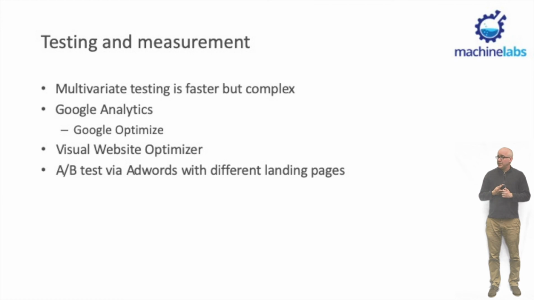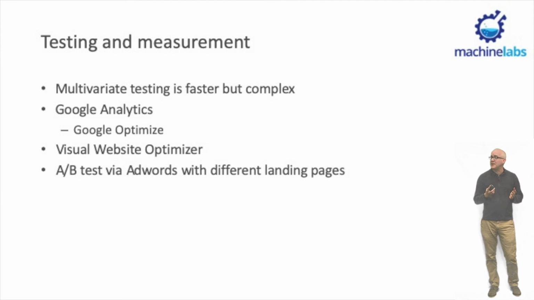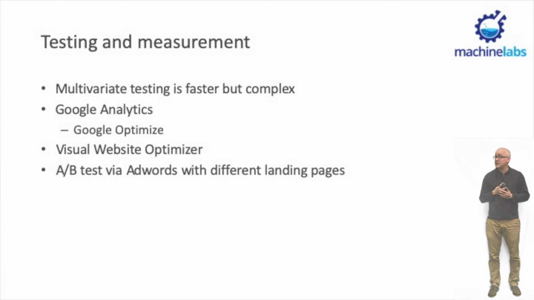You can either do simple A/B testing, where you're testing just two things, or multivariate, where you're testing more things at once. If you're using multivariate, you'll need to use something like Visual Website Optimizer or Google Optimize to do the maths for you. Or again, which is a much simpler process, you could simply set up an identical ad group going to two different pages and just A/B test that way.